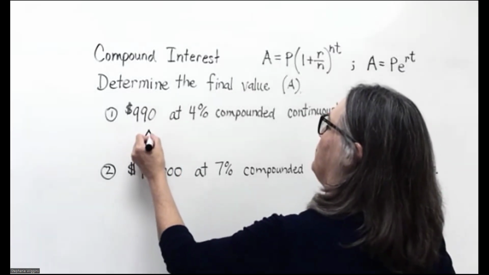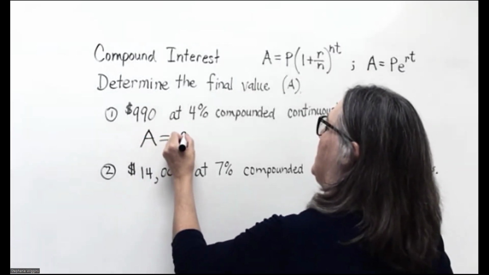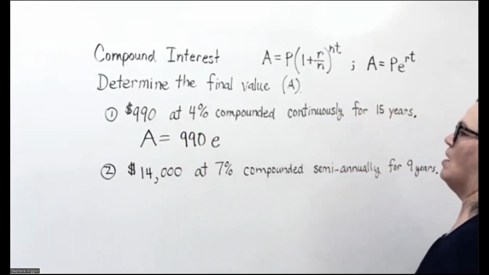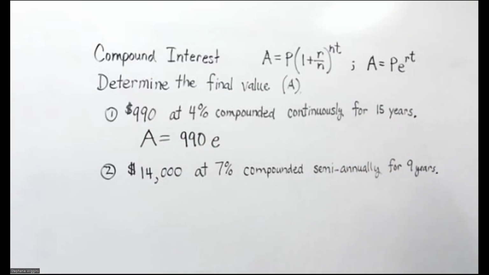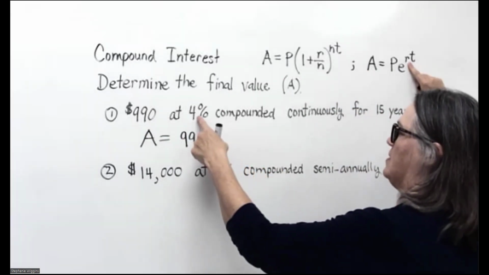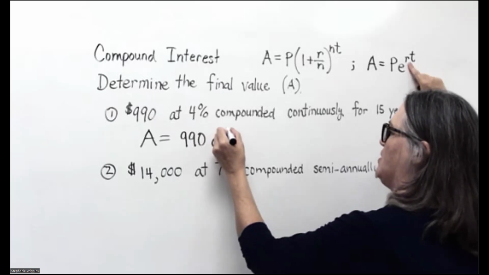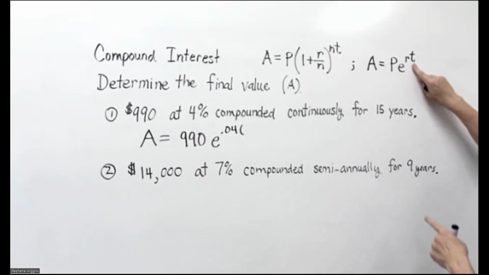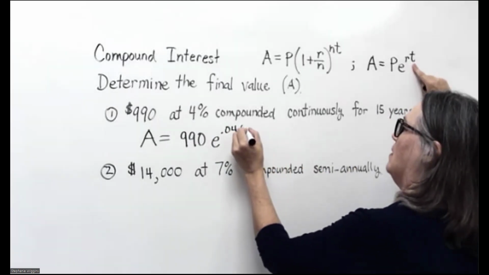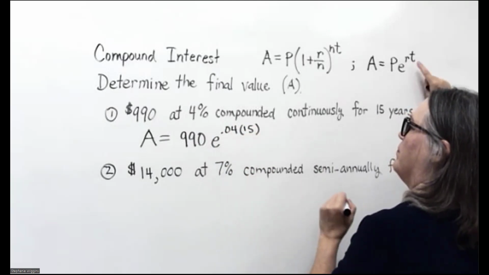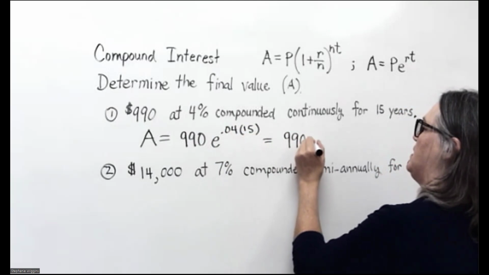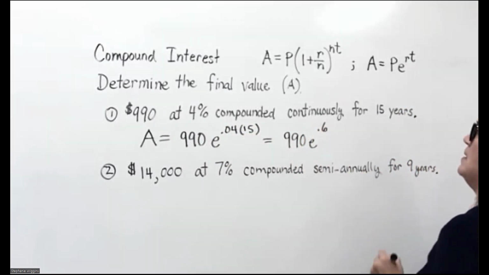So A, in this example, is $990 times e, the constant e, which is approximately 2.7. Then we take the interest rate. Now the interest rate is 4%. So as a value, we write that as 0.04. And then we're going to multiply that by the time, which in this example is 15. So what we're going to calculate is 990 times e to the 0.6.